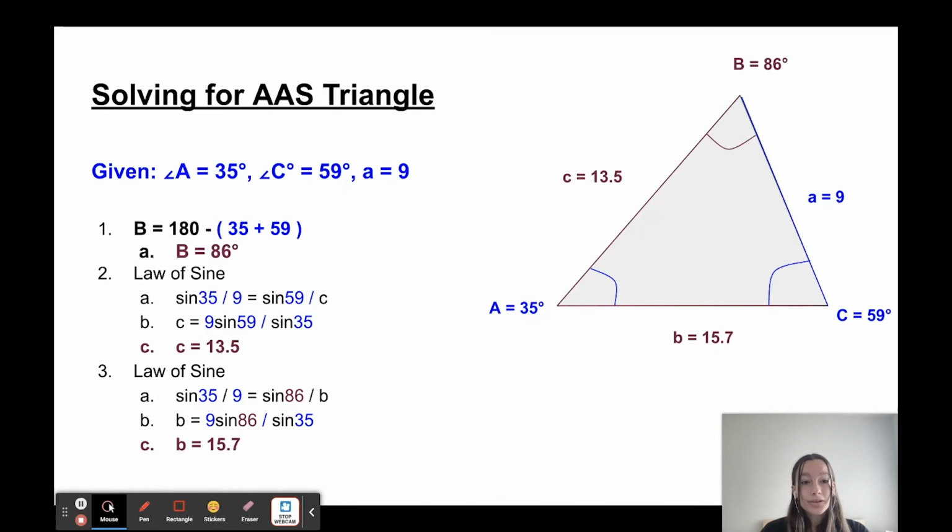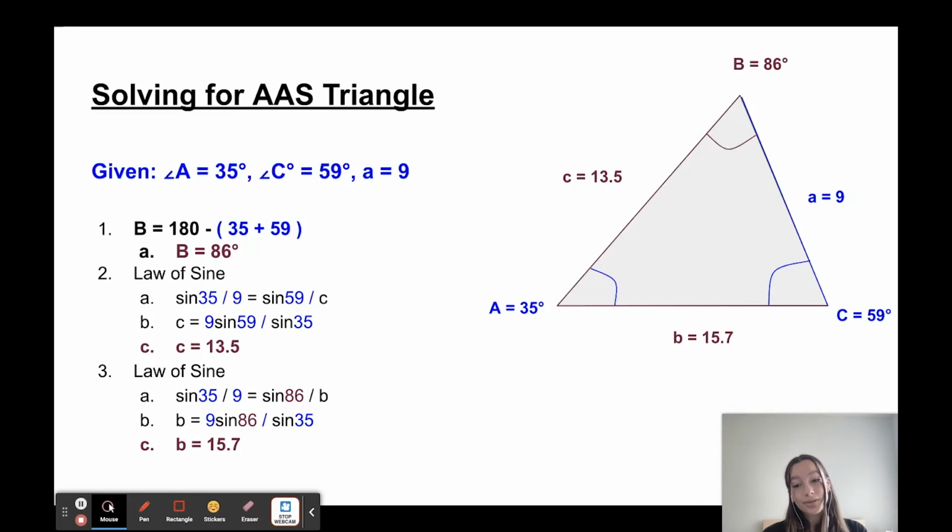We can begin by solving for the unknown angle. And to do this, we take 180 and we subtract from it the sum of angle A and angle C. In this case, we get 86 degrees. We can then use the law of sines, which states sine A over A equals sine B over B, which equals sine C over C.